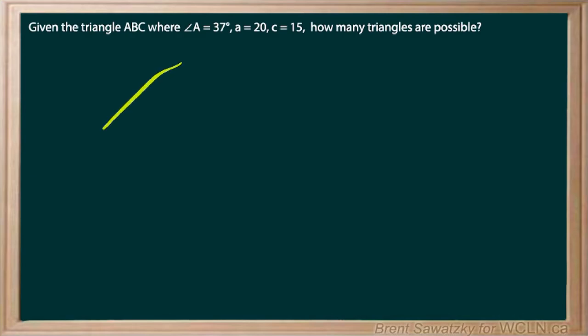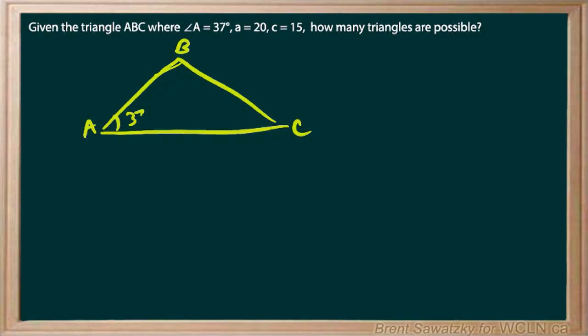So we'll start off with our generic triangle here and call it A, B, and C. And we're told angle A is 37 degrees, side A is 20, and side C is 15. So the question: is there more than one triangle possible here given these dimensions?